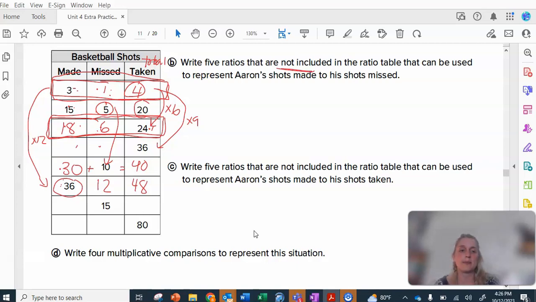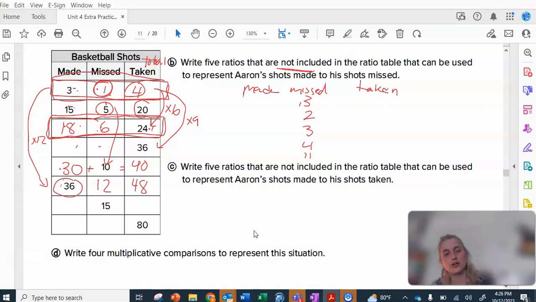I'm going to say, okay, if this is a 1, I don't see a 2 here. So let's say made, missed, taken. If we missed 2, if we missed 3, if we missed 4, I see a 5 and a 6, so I'm going to skip over those. If we missed 11, I need one more. If we missed 13.